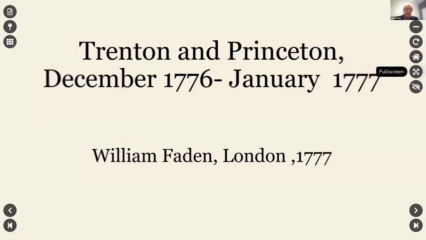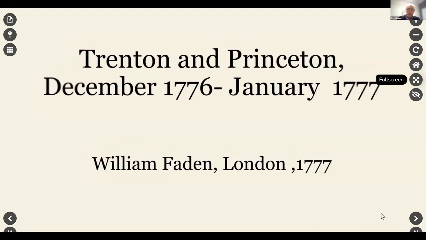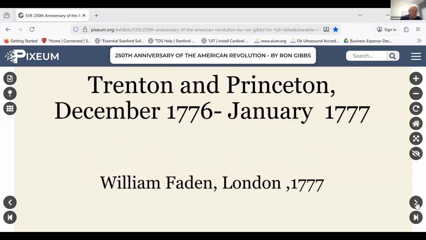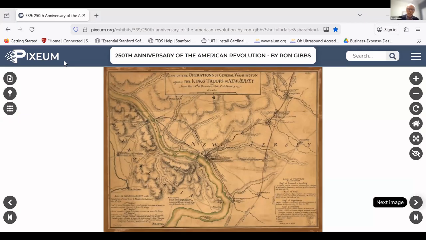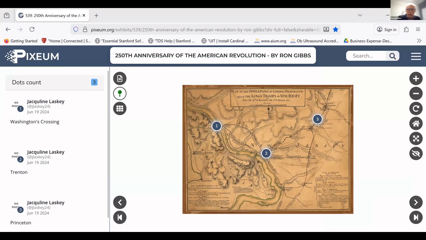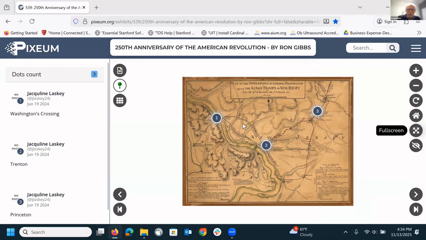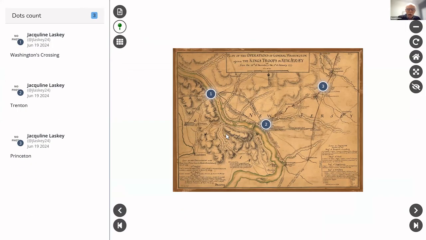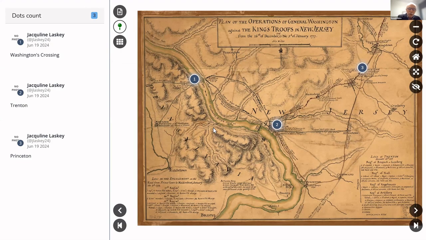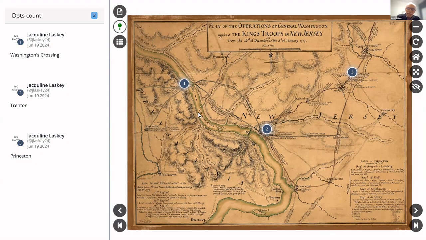Well, the next map is actually my favorite map. This is the William Faden map published in 1777 of the battles of Trenton and Princeton. So now Washington, next slide, please. So we should go put the dots on, and we want to go to full screen. And here you see running down the left side the course of the Delaware River. So to the left is Pennsylvania, to the right is New Jersey.